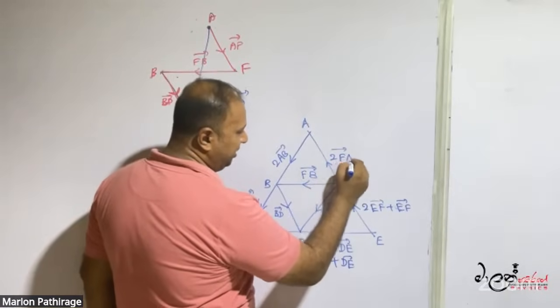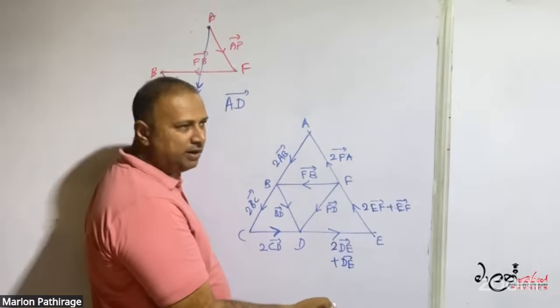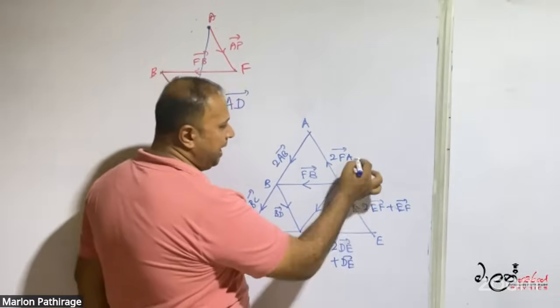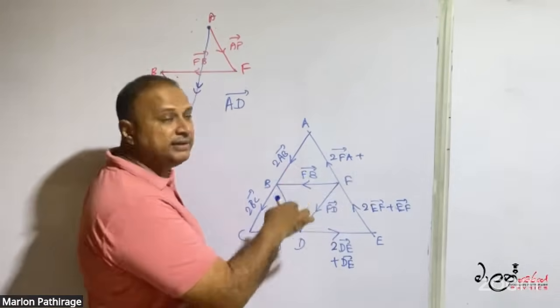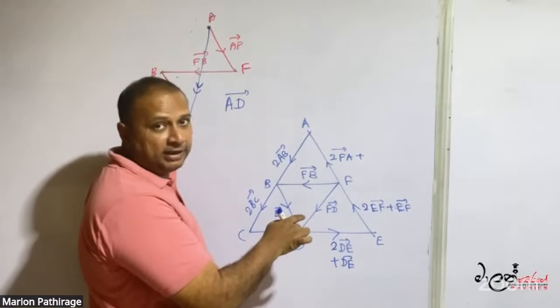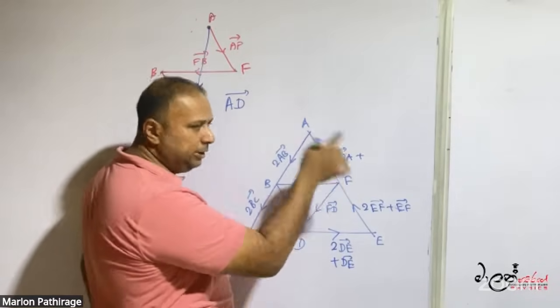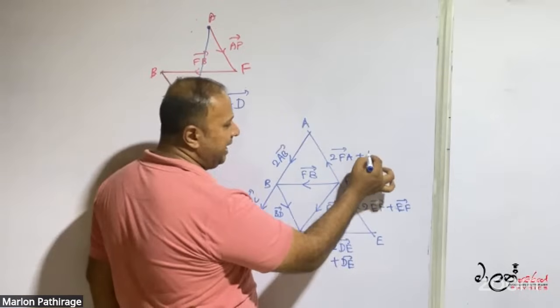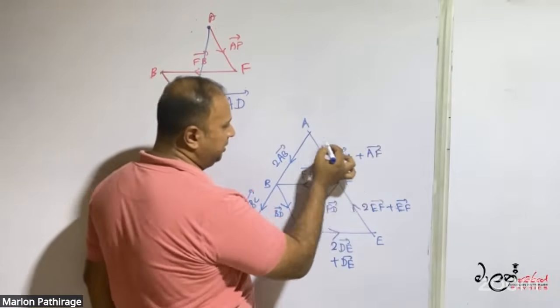2FA vector plus a negative vector. Negative vector means AF vector. Negative vector means AF vector.